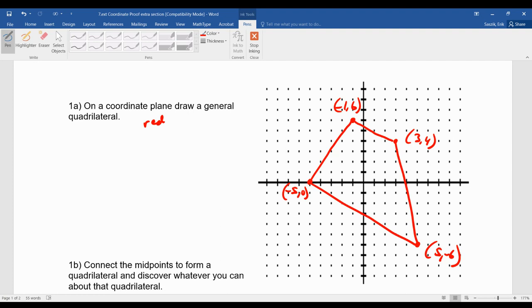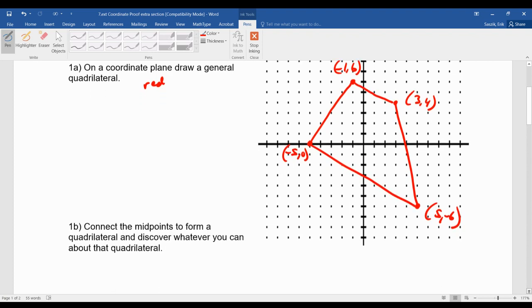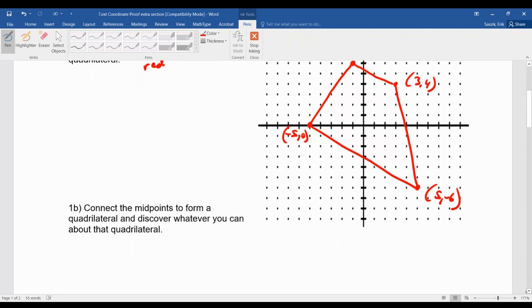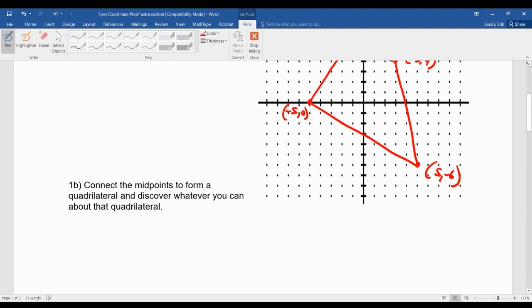And it's just a quadrilateral. It looks like it might be a trapezoid, doesn't it, on its side, but I don't think it is. If we did the slope here, 6 minus 4 is 2. -1 minus 3 would be -1/2. Would be that slope, and then this is not going to be -1/2 if you do that calculation. So it's just a generic quadrilateral. Now it says connect the midpoints and discover what you can about the new quadrilateral.